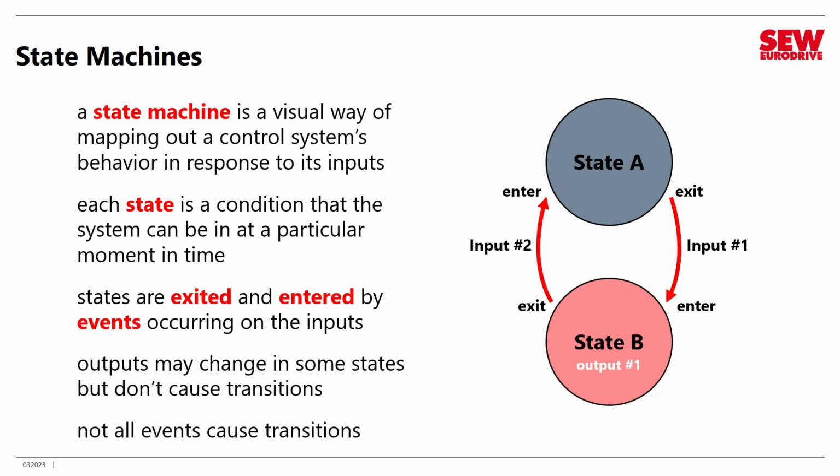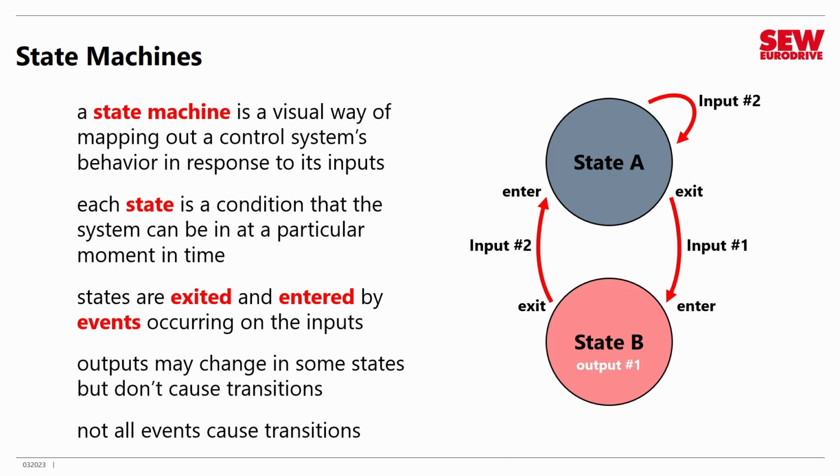Not all events cause transitions. Let's say, for example, that you have just transitioned from state B back into state A, so input number 2 has triggered a transition, and now you're in state A. What happens if input number 2 triggers again? Does it cause it to transition back into state B? Well, of course not. The state diagram doesn't show that as a legitimate way to exit the one state and go into the other. And so what happens is you just sort of exit the state and immediately re-enter it. In other words, it's kind of a do-nothing event.